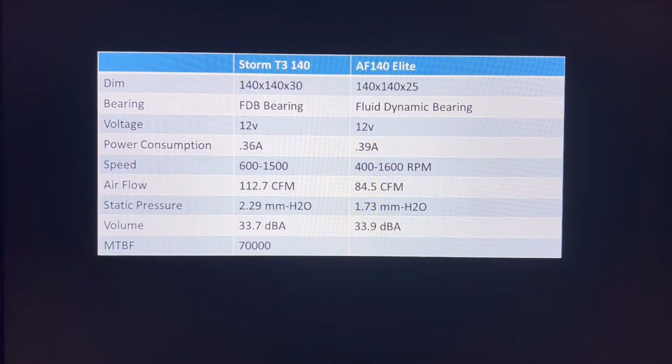RPM range for the Storm is 600 to 1,500, and for the Elite it's 400 to 1,600, so fairly similar RPM ranges. As for the airflow in CFM, cubic feet per minute, the Storm can produce, by their ratings, 112.7 CFM, while the Elite produces 84.5. Static pressure: the Storm produces 2.29, and the Elite 1.73. And the decibel ratings are down below, and mean time between failure at the bottom. From the information I could find, I couldn't find it for the Elite when I went looking for it. So let's move on to the graphs.